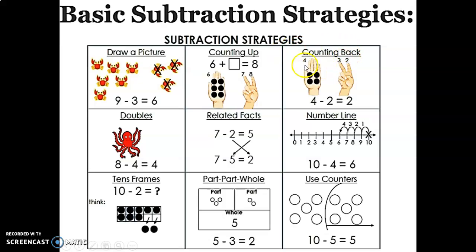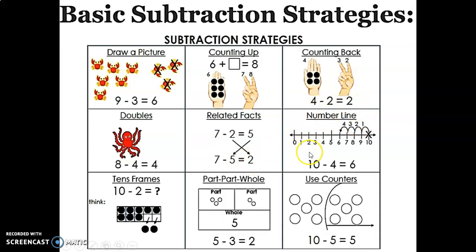You can also use counting back. So for 4 minus 2, count back 2 steps. The answer is 2. You can also use doubles. So 8 minus 4 equals 4, since 8 is the double of 4. 4 plus 4 is 8. Related facts: 7 minus 2 equals 5. So it means that 7 minus 5 equals 2.